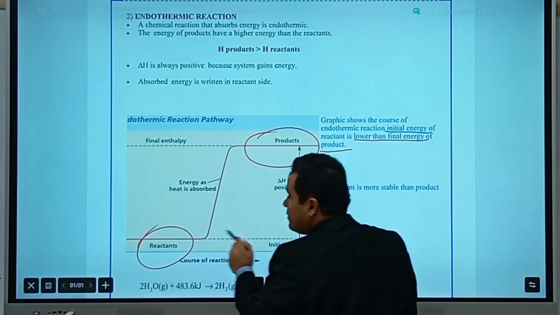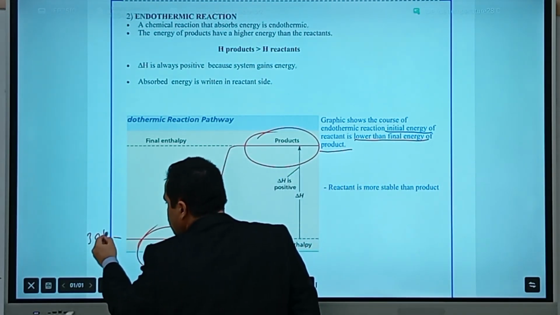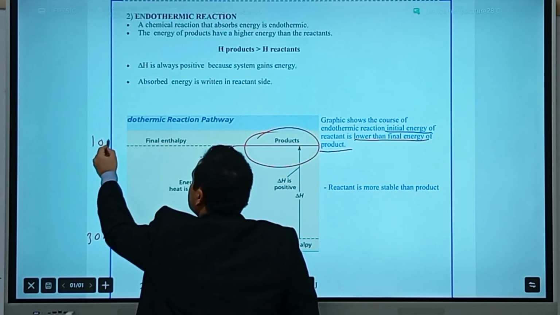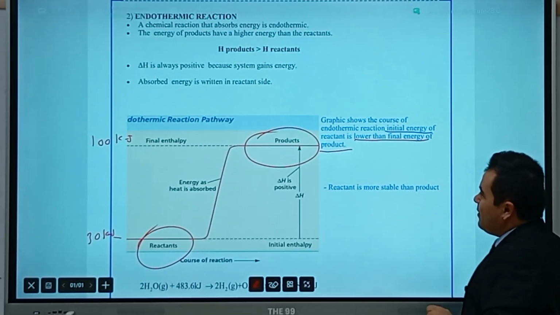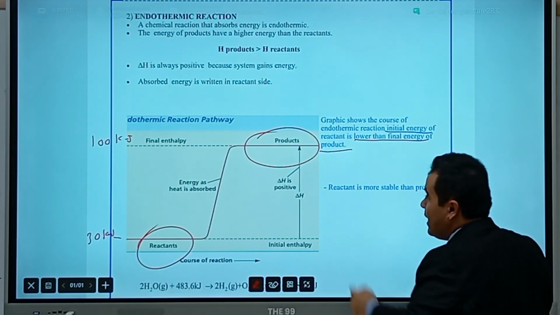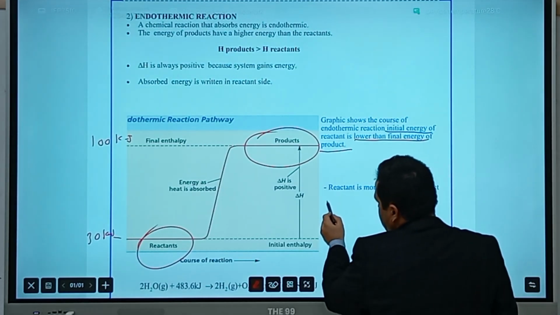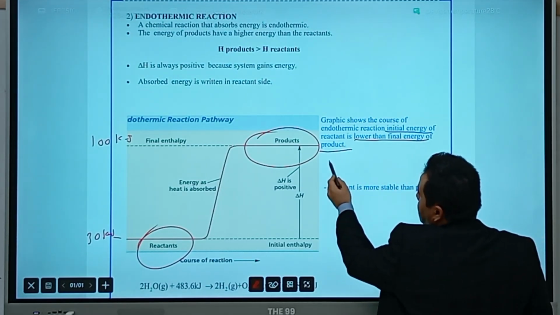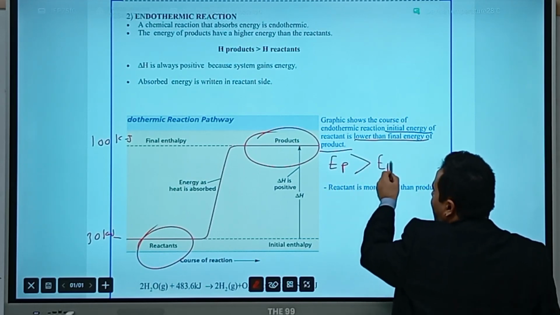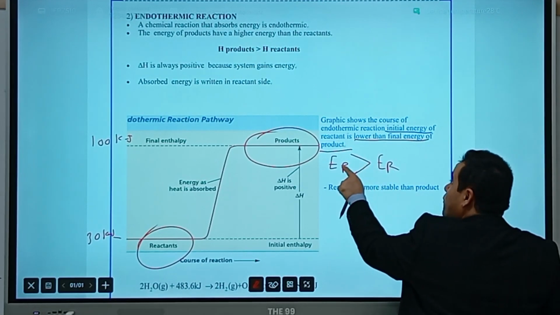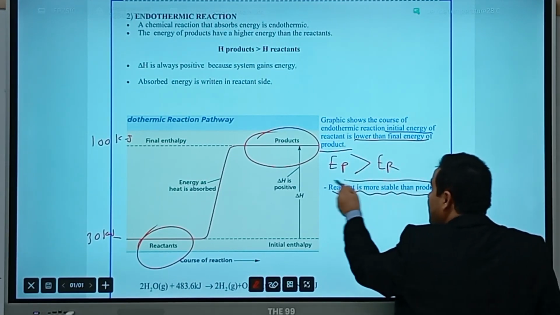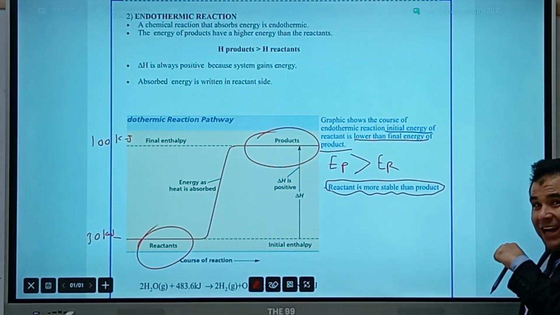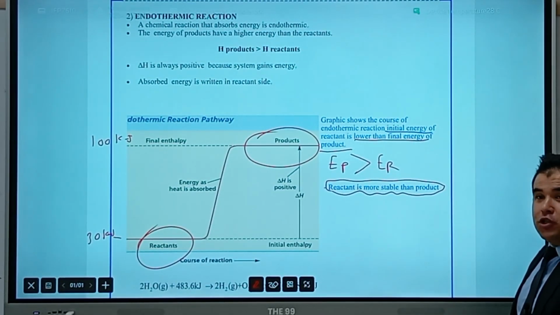The reactant here is 30 kilojoules, the product 100 kilojoules. Just the reverse of the exothermic. Guys, we can conclude this information. E of product is higher than E of reactant. As E of product is higher than E of reactant, the reactant is more stable than the product. Why? Because the reactant is in a lower position of energy.